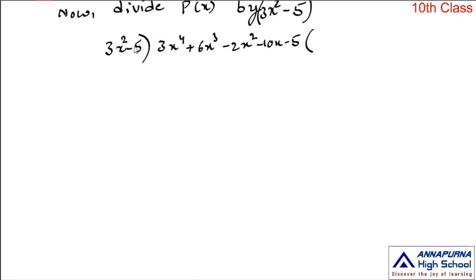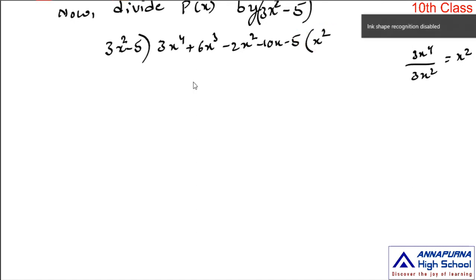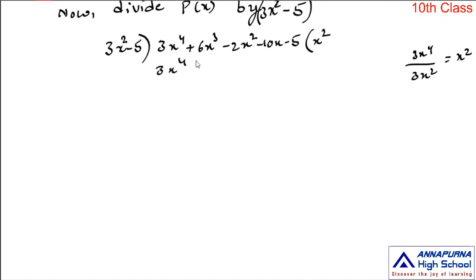Okay, so the first term of the quotient is found by dividing the first term of the dividend by the first term of the divisor. The first term of the dividend is 3x power 4 and the first term of the divisor is 3x square. So it is equal to x square. So the first term of the quotient is x square. Okay, so x square into 3x square is equal to 3x power 4 and x square into minus 5 is equal to minus 5x square.